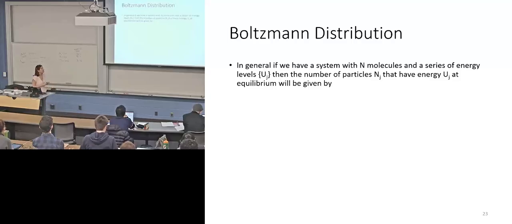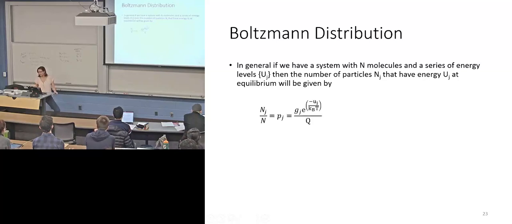So the equations for Boltzmann distribution. If I have a system with n molecules and I have a series of energy levels, u sub j, up to t number of levels, I'm starting at 0, always start at ground state. The number of particles, n sub j, that have energy u sub j of any given, the jth level, at equilibrium would be given by, here's that equation.